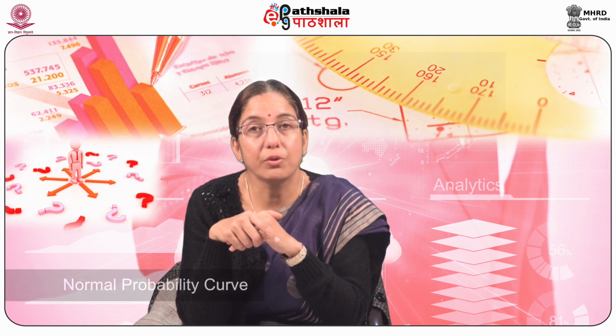Because of symmetry of the normal probability curve, the mean, median and mode, all three will lie at the same point. You will see on the x-axis. Fourth, the two tails of the normal probability curve extend indefinitely and never touch the horizontal axis. To define a particular normal probability distribution, we need only two parameters, the mean, which is denoted by mu, and the standard deviation sigma. So these are the main parameters of this distribution.